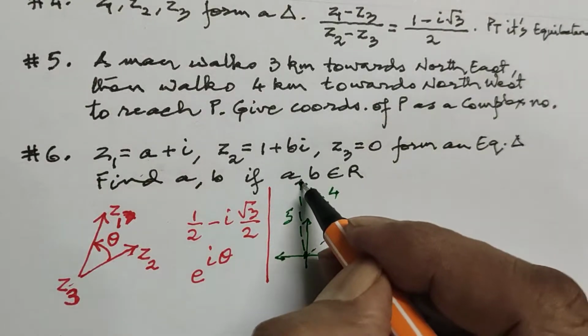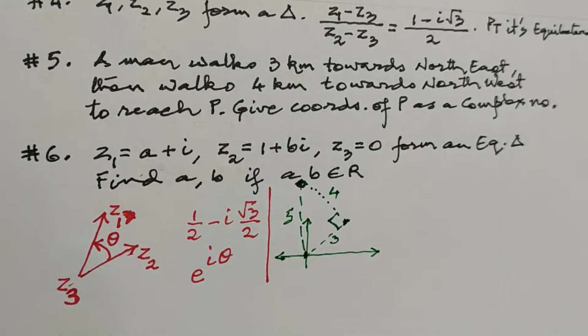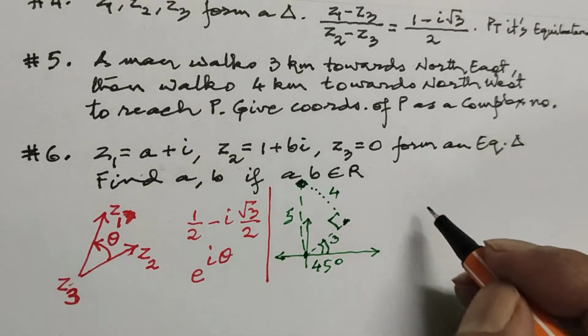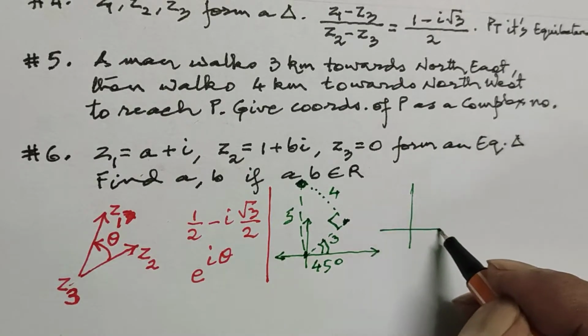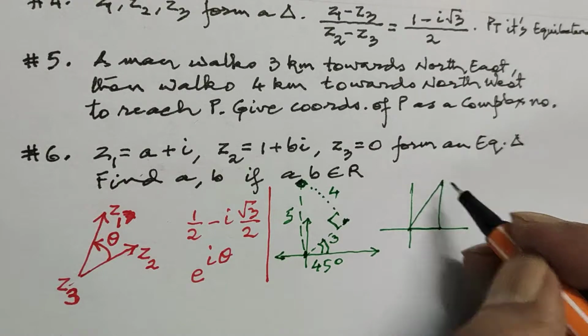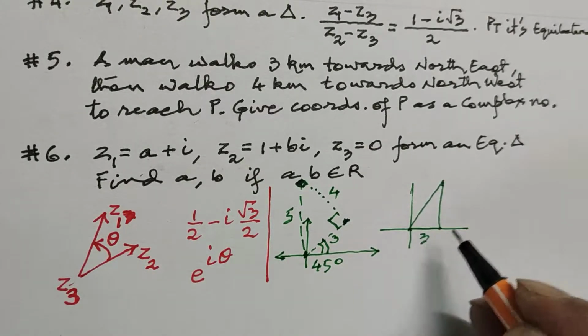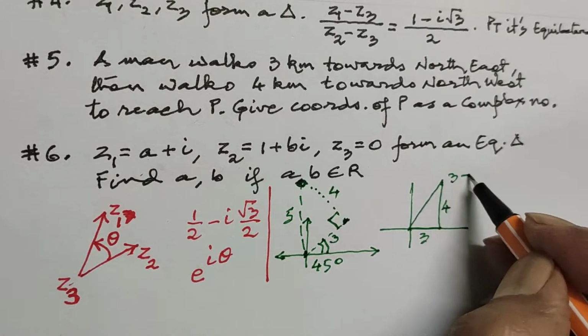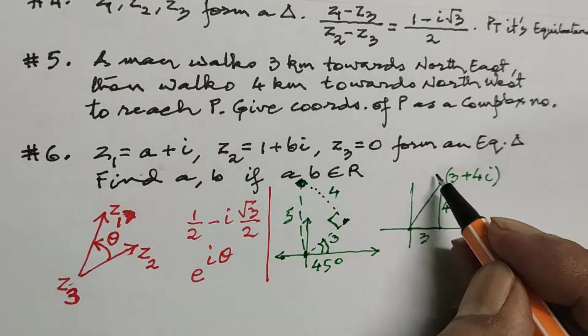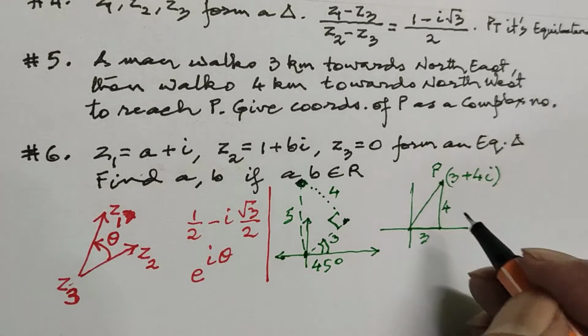Now we want to know what is the coordinate of this point. How do we do that? Just look at this 3, 4, 5 triangle and this is 45 degree, right? This triangle seems to be tilted. So if we had this triangle like this, 3, 4, 5, we would have said that this is 3, this is 4, so this point is 3 plus 4i as per complex number. So this point P coordinates would have been 3 plus 4i.